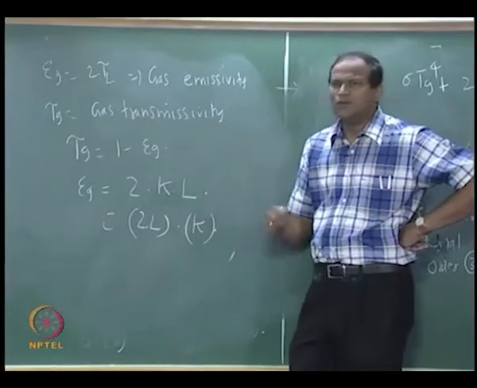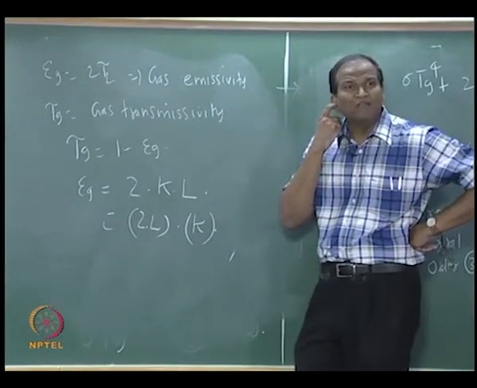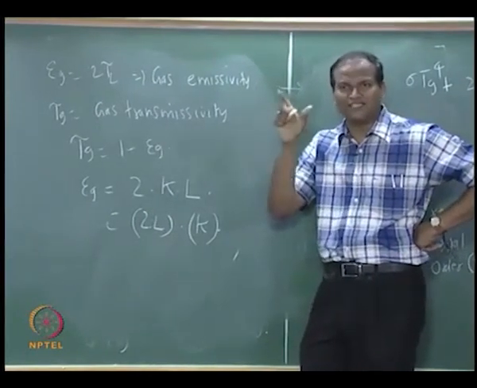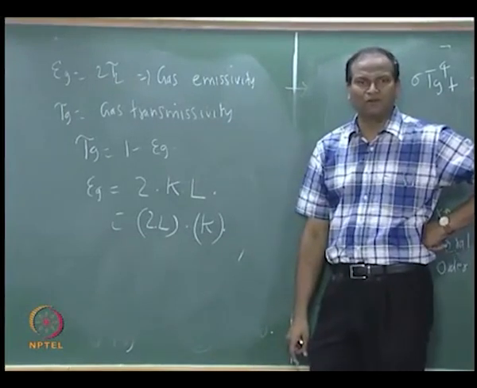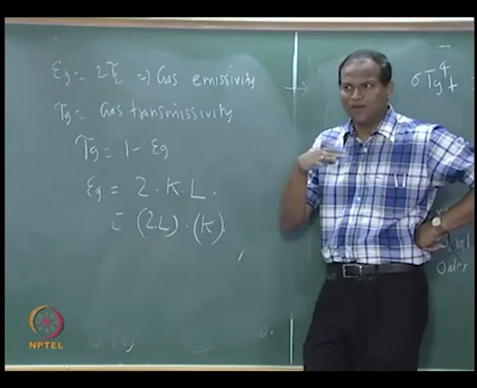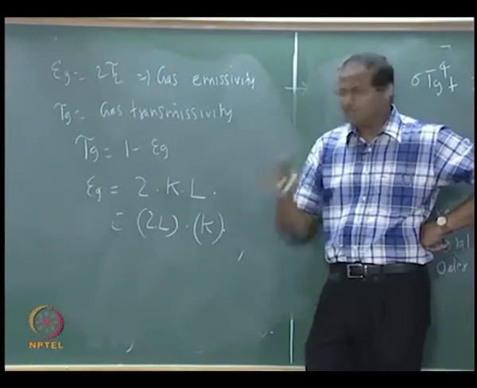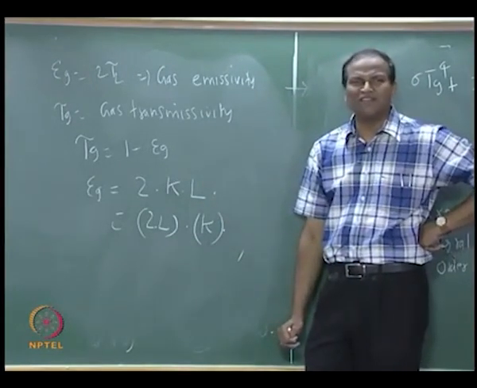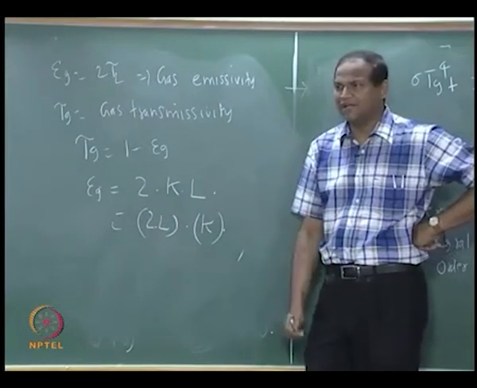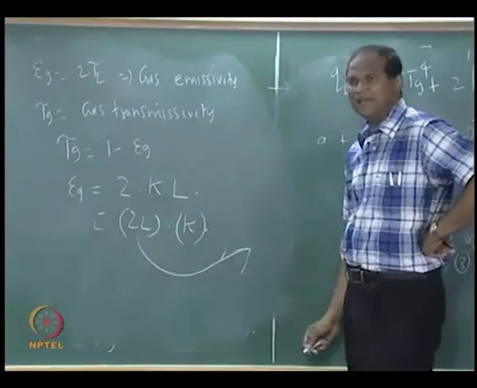What is this 2L? This 2L represents the mean path travelled by all rays arriving at the area element A, which is located at a minimum distance of L from the wall. For cos theta equal to 1 it will be just L, for all the others it will be L by cos theta, which keeps changing. So this 2L is an average or mean length which a ray travels before hitting this area element dA. This is called the mean beam length.